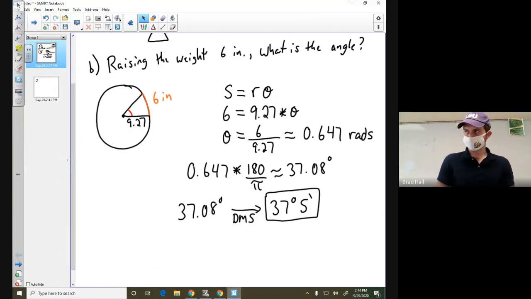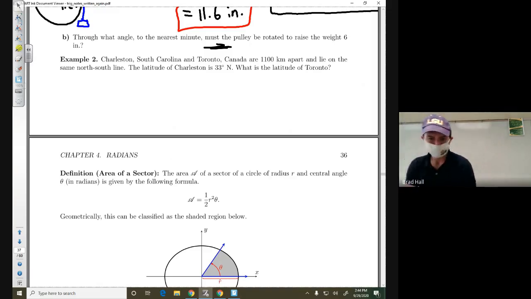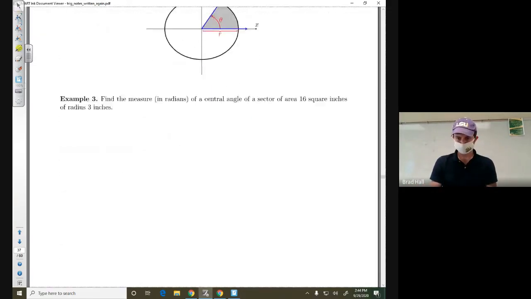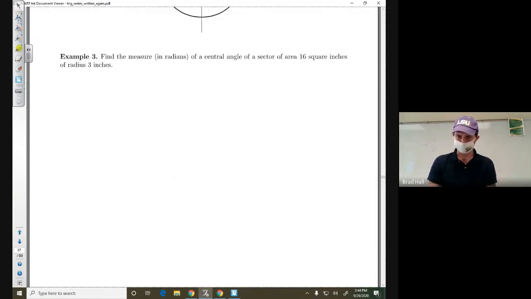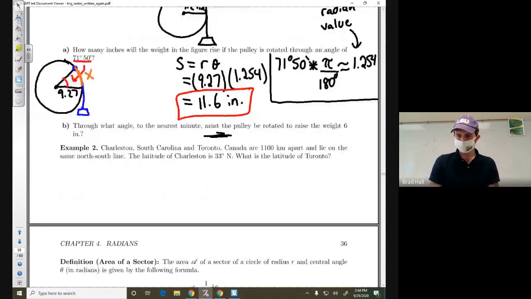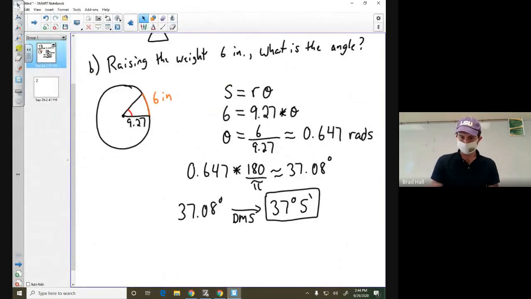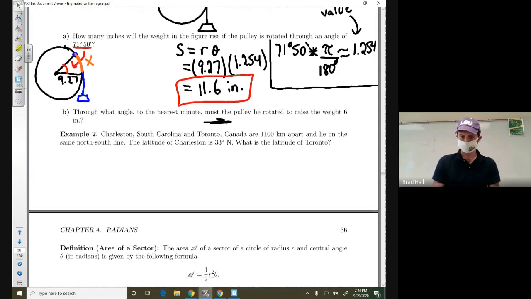Any questions about this one? Why is the spacing like that? That's so weird. All this extra space down here. Well, there's no other questions. Again, part B is over here. So let's move on to example 2.